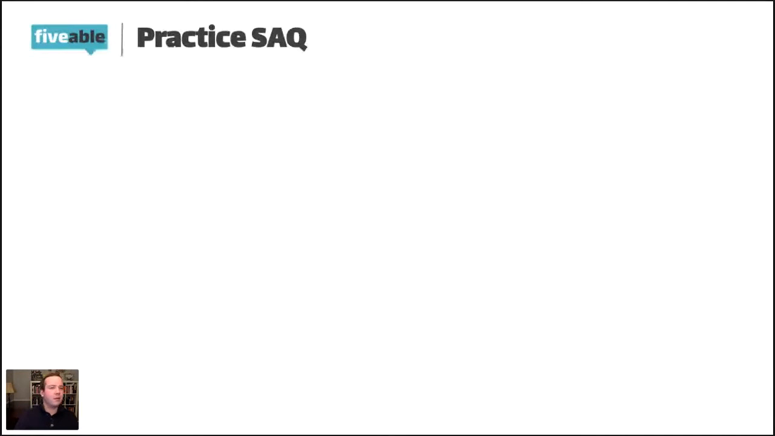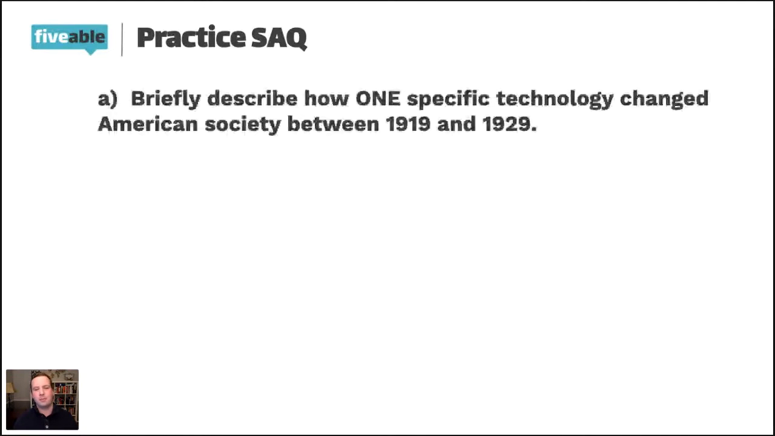So we've covered some 1920s technology. Let's take a look at a practice short answer question. So here's one example that you could maybe see on the test someday. Briefly describe how one specific technology changed American society between 1919 and 1929. If you think you have an answer, go ahead and throw that into the chat over on the right-hand side.